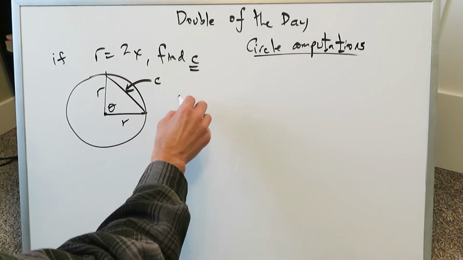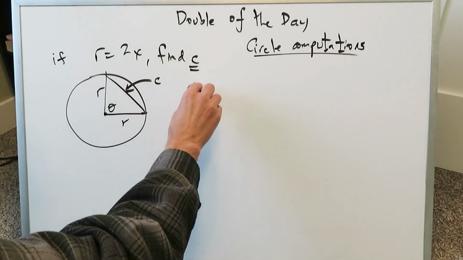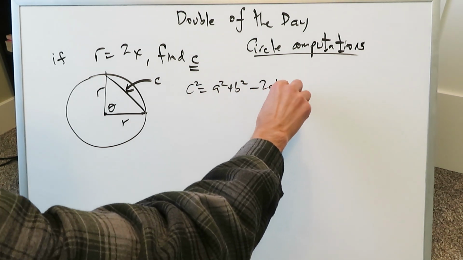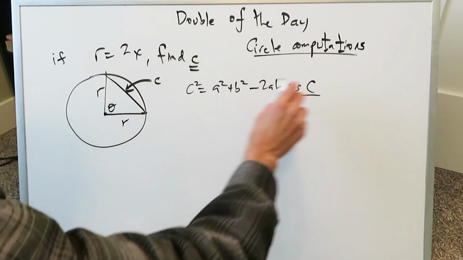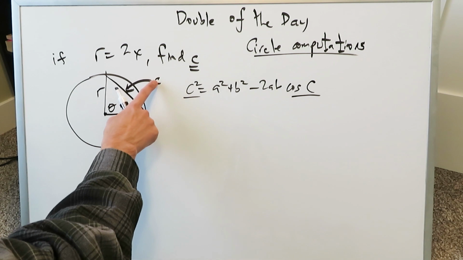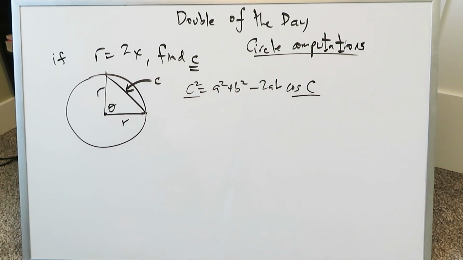Well, it's no different than you thinking about the law of cosines. Think about c over here. You'll have c squared is equal to a squared plus b squared minus 2ab cosine c. We have a cosine angle over here opposing the side c. We're trying to find this; this can be a radius, this can be a radius. So it's not too hard.